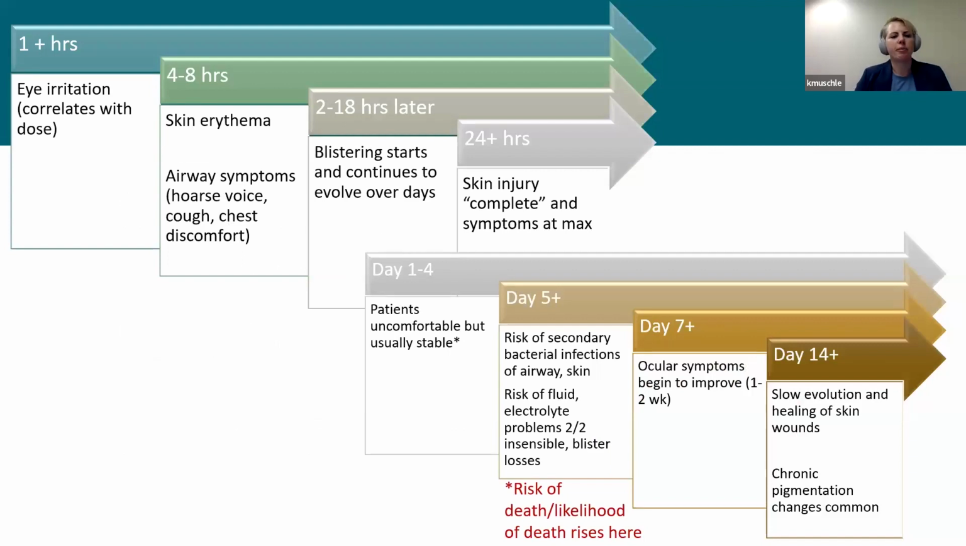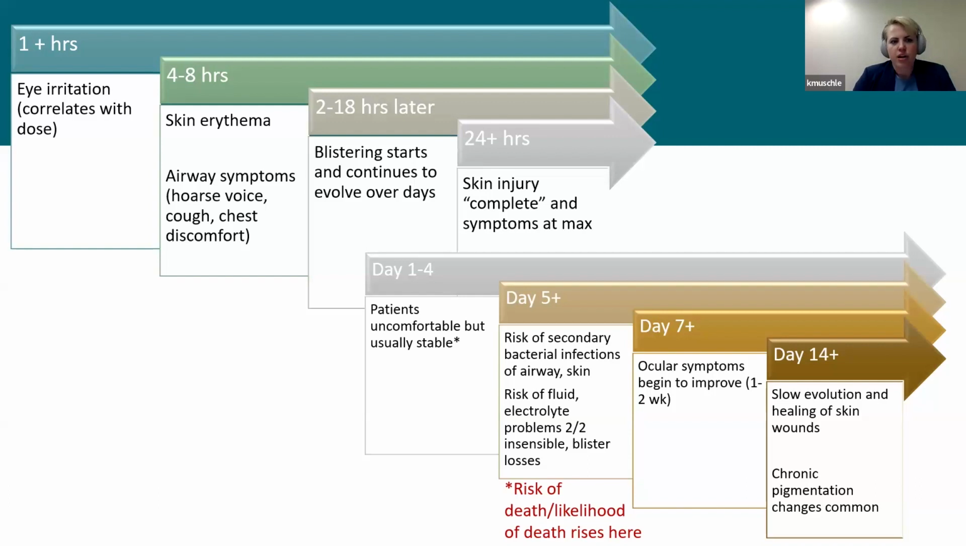And so this is a diagram I built to go over the time course for mustard injuries. 1 hour after your exposure, you're going to start to develop some ocular irritation. And that amount of irritation and the amount of ocular symptoms correlate strongly with the dose. So a little bit will cause, again, excessive tearing, conjunctivitis, maybe some mild pain. And the higher the dose, the worse those symptoms are. 4 to 8 hours after exposure, we start to see skin changes. So erythema, you might have some airway symptoms like a hoarse voice and coughing.